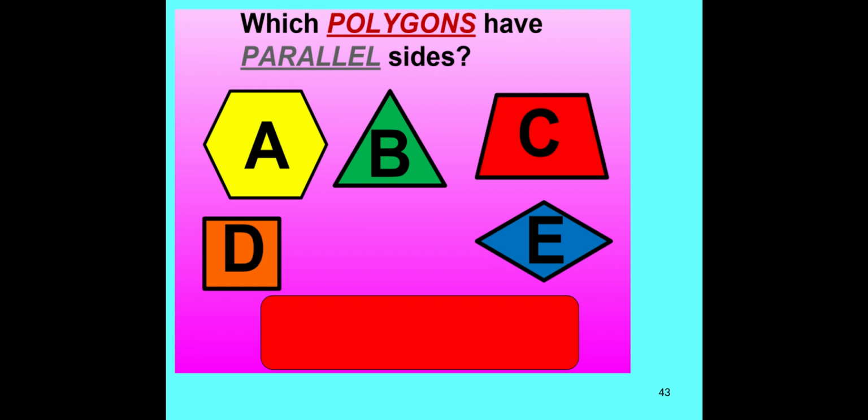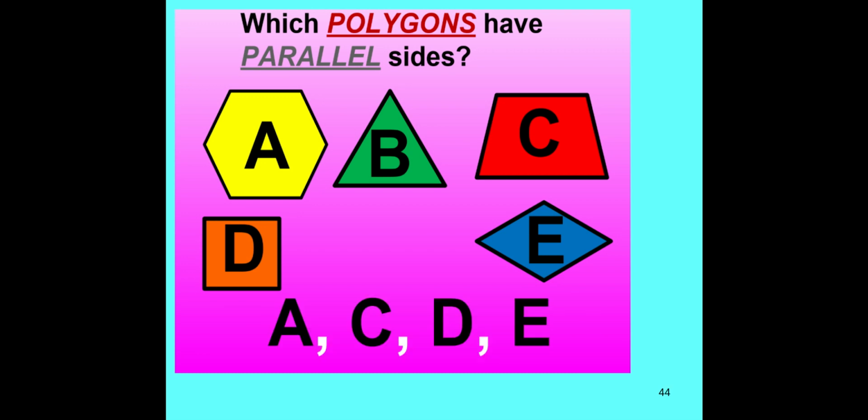Which polygons have at least one pair of parallel sides? Looking for parallel that do not cross, sides that do not touch each other. So go ahead and pause your video and think about it. We were looking for polygons with parallel sides, and our answers were everything but B.